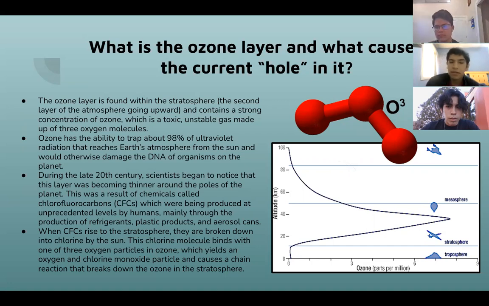During the late 20th century, scientists began noticing that concentrations of ozone were falling within the poles of the Earth. And this was as a result of chlorofluorocarbons, also called CFCs, which were being produced at unprecedented levels. This was mainly found in refrigerants, plastic products, and aerosol cans. When CFCs rise to the stratosphere, they are broken down into chlorine by the sun. This causes a chain reaction that separates the 3 oxygen particles of ozone into an oxygen particle and a chlorine monoxide, which damages the current ozone layer.